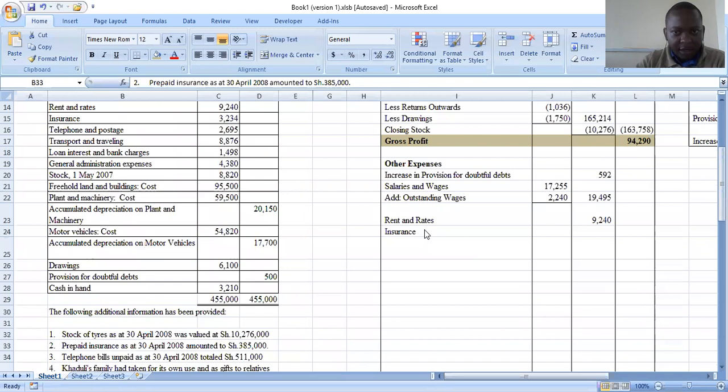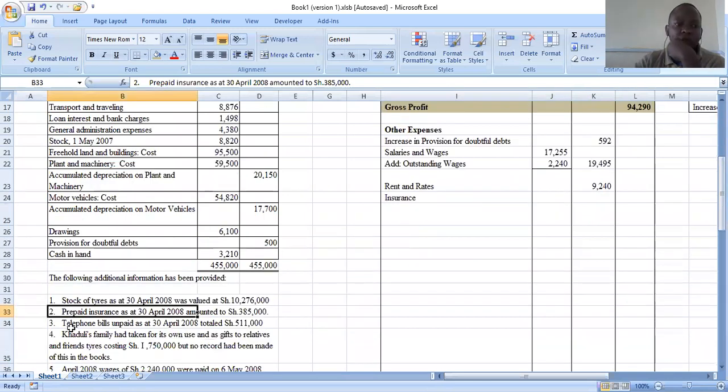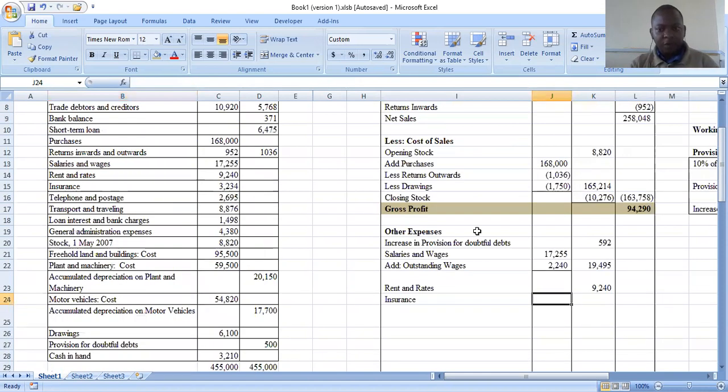Insurance, any additional information for insurance? Yes, number 2, that is prepaid insurance. And we said for prepayments that the effect is that we have an excess. So this excess needs to be deducted, because we recorded this prepayment in the affected expense. So it shows an overstatement. To correct for this excess, we deduct. Therefore, prepaid insurance, we deduct from the insurance that we have here, 3234.